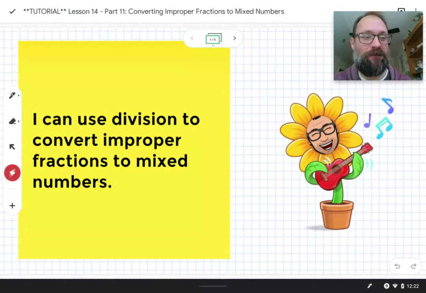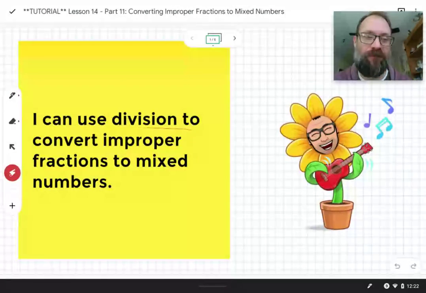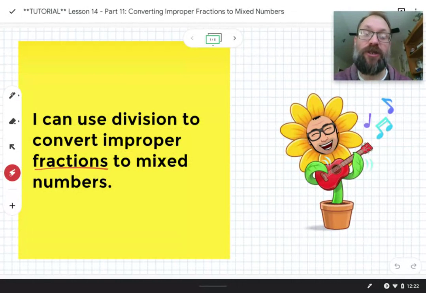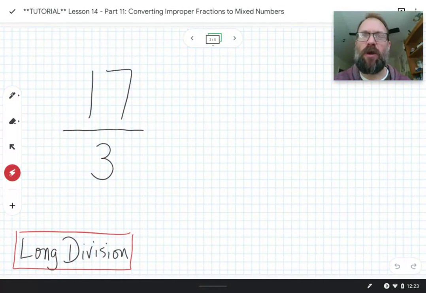Today's learning target is I can use division to convert improper fractions to mixed numbers. All right, so you've learned how to do it from Rob. Now let's just keep doing it here together to become more comfortable before you start it on your own. All right, so we're going to use long division for these first couple of problems because that's the method Rob used. That's what best matches what you've already learned, and so we're going to stick with it.